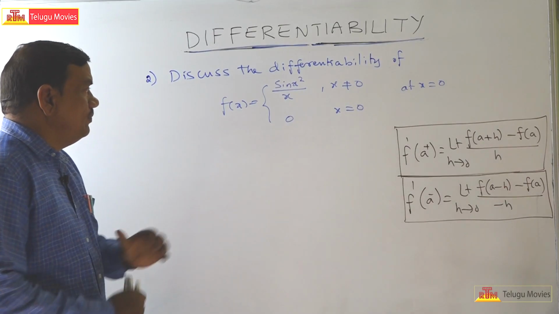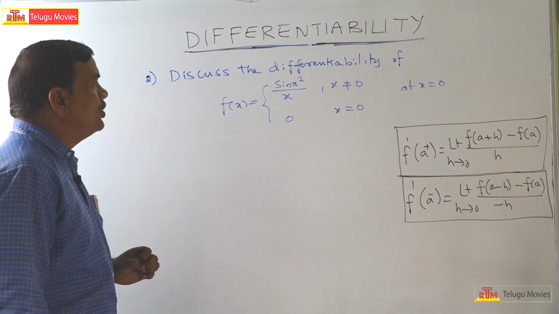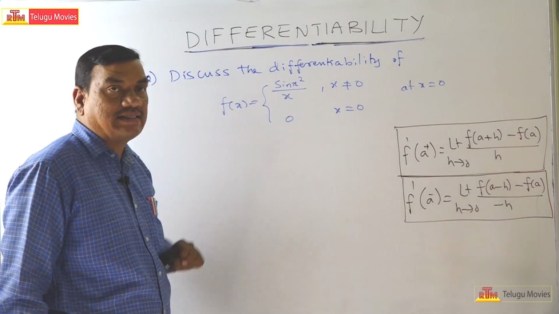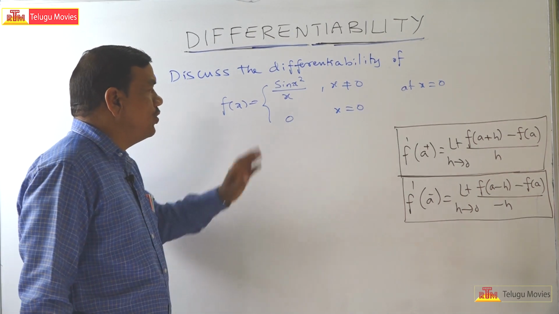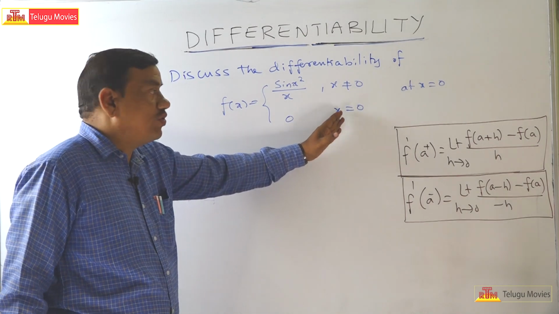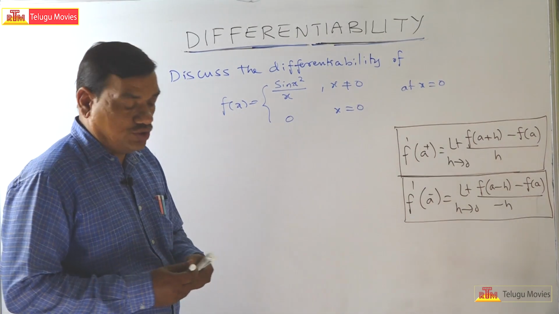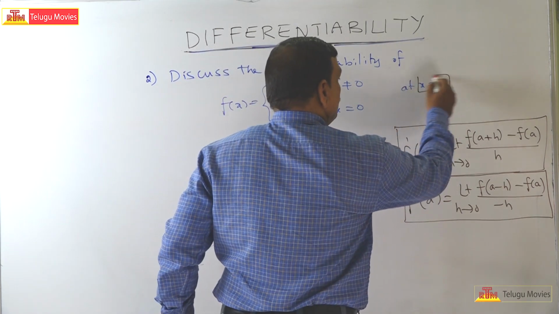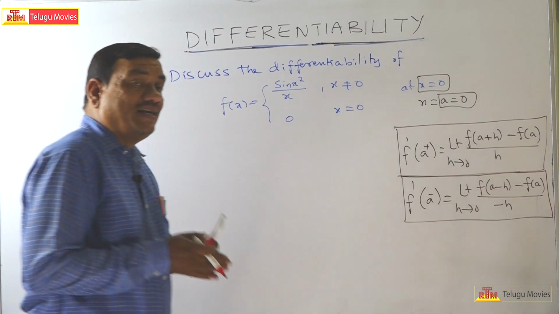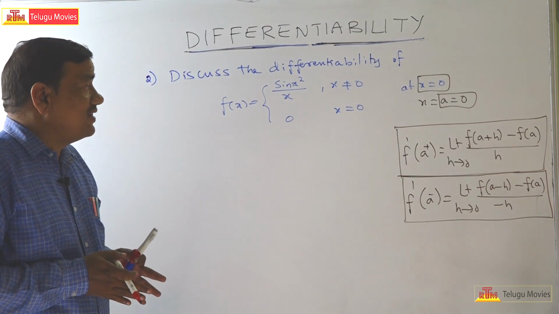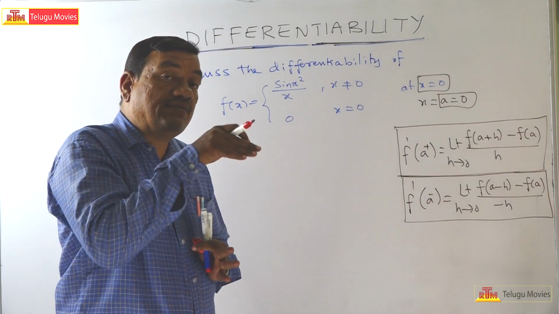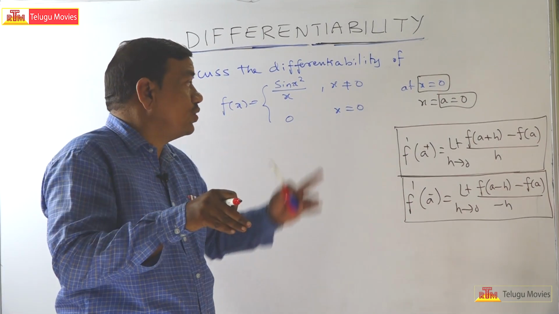Welcome to this problem. Discuss the differentiability of the function f of x equal to sin x square upon x when x is not equal to 0, and it is equal to 0 when x is equal to 0. At x equal to 0, that means at x equal to a, the value is 0. So your a value is 0. At a equal to 0, we have to check whether the function is differentiable or not. Before that, we have to check whether the function is continuous at x equal to 0 or not.